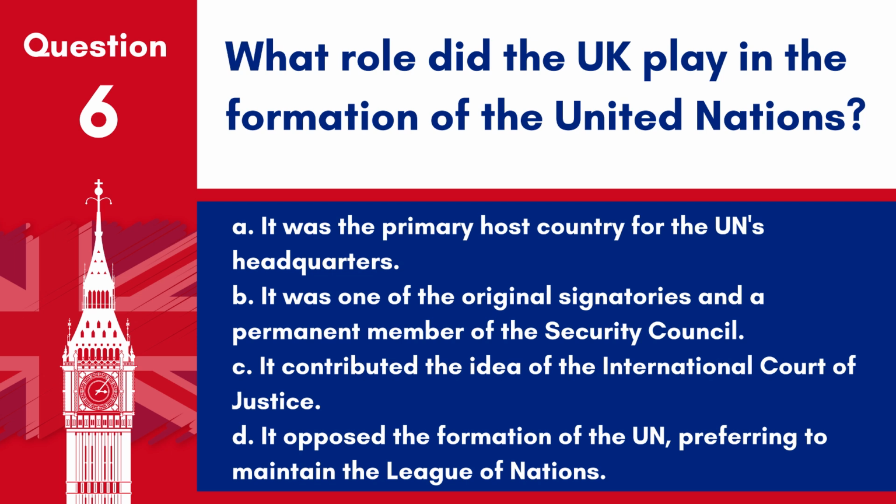Question 6. What role did the UK play in the formation of the United Nations? A. It was the primary host country for the UN's headquarters. B. It was one of the original signatories and a permanent member of the Security Council.